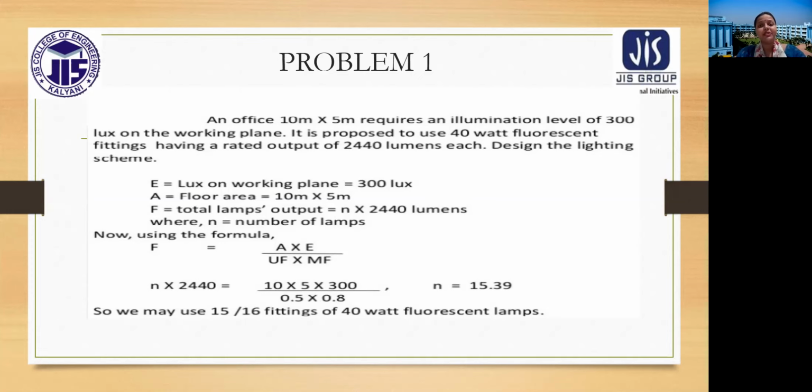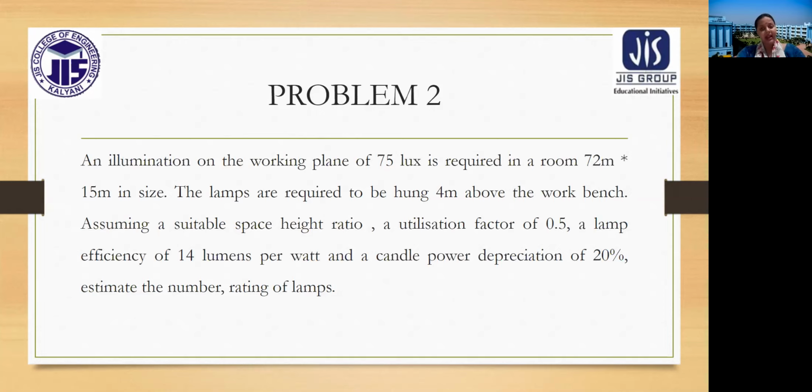So next, an illumination on the working plane of 75 lux is required in a room 72 meter into 15 meter in size. The lamps are required to be hung 4 meter above the working bench. Assuming a suitable space height ratio, a utilization factor of 0.5, a lamp efficiency of 14 lumen per watt, and the candle power depreciation of 20%, estimate the number and rating of lamps.